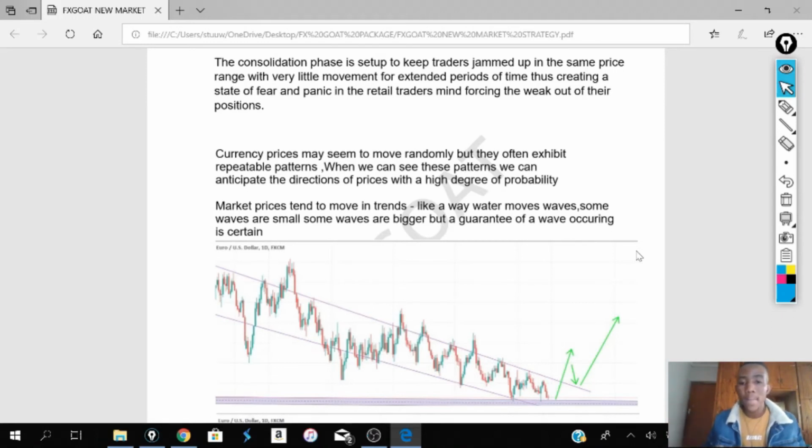So now, how to win when you have a downward trend or an upward trend? Okay, let's understand this first. Market prices tend to move in trends, the way water moves in waves. Some waves are smaller, some waves are bigger, but the guarantee of a wave occurring is certain. That is very true, meaning when you're in a downtrend, you don't know when you will have a sell, but you know that a sell is coming.